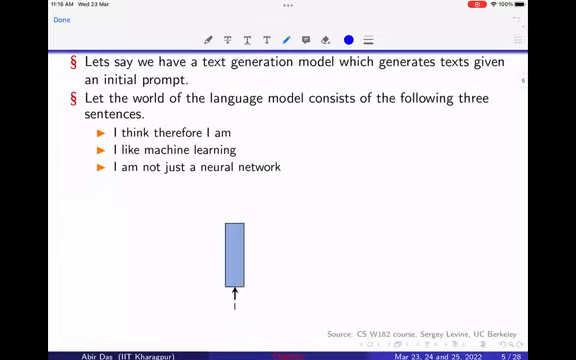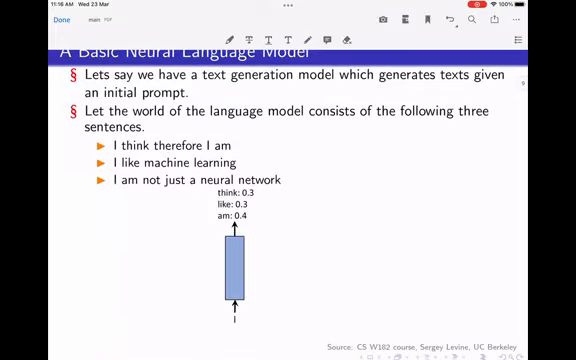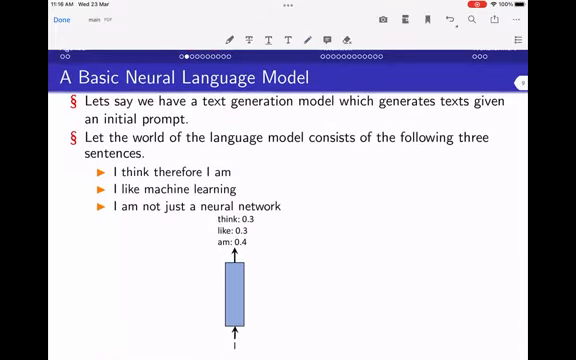Suppose your initial prompt is the word I, because all these sentences start with I. I'm just giving an initial word I and telling the language model to generate a sentence for me. Now suppose it has been trained well. You have this RNN which has shared layers, etc., that we studied last week.